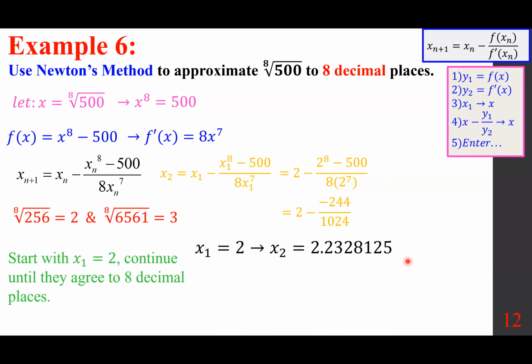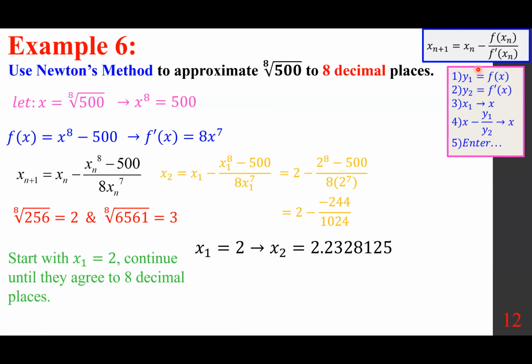Now, if I want to get the next one, I would say x sub 3 is x sub 2 minus x sub 2 to the power of 8 minus 500 over 8 x sub 2 to the power of 7. Now, what is x sub 2? This is the number, and that's what I mean. It's very difficult now. If I want to use that number, it's going to take a long time. It's a long process. It's tedious, not that it's difficult. So that's why we're going to use the program that I told you.